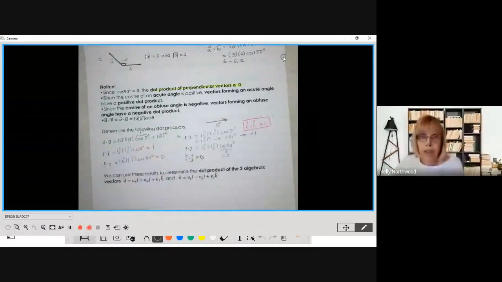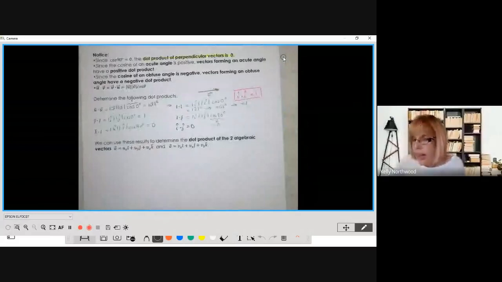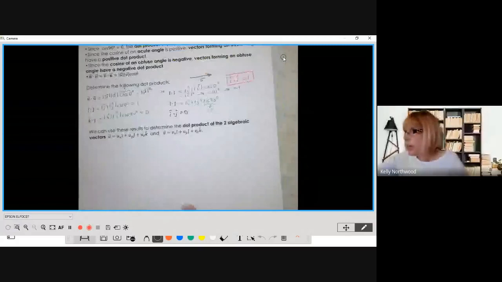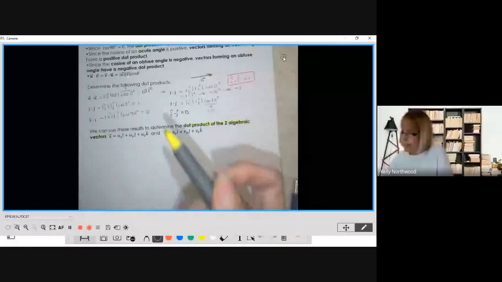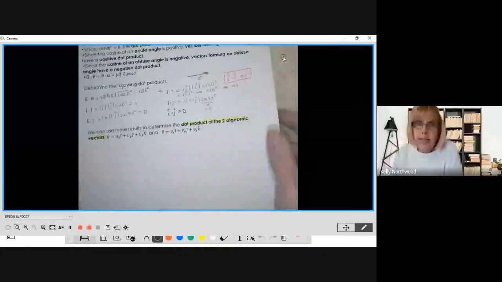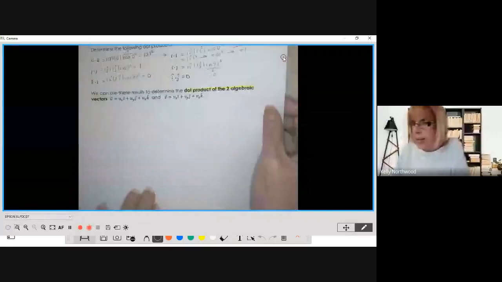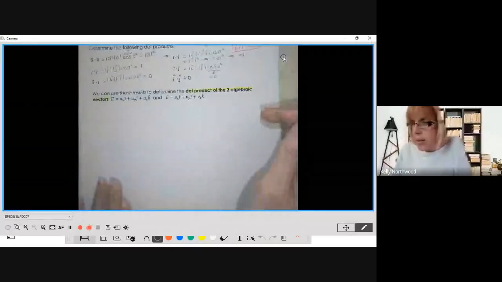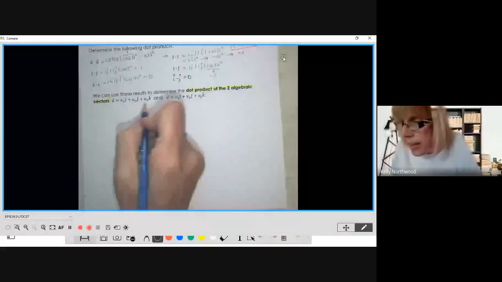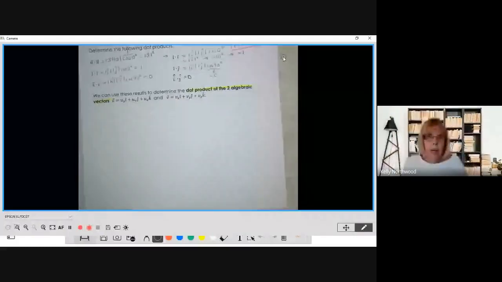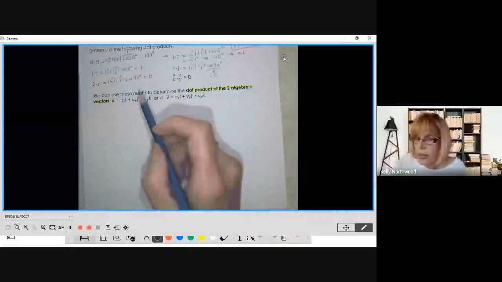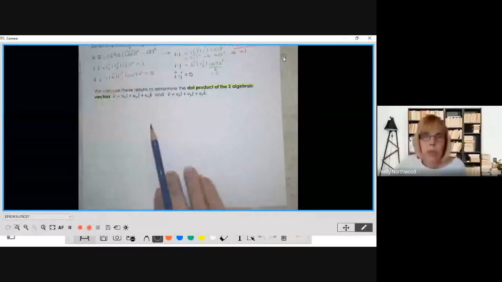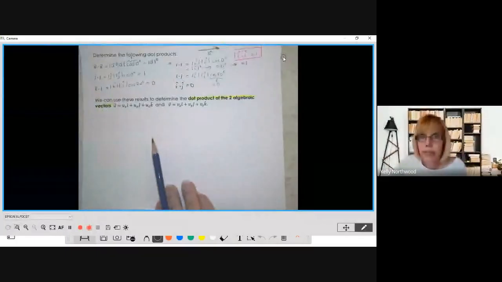All right, so we can use these results to determine the dot product of two algebraic vectors, which is really cool. It's going to work out to be really nice. I love it. It's one of my favorite things. So we're going to use triple FOIL to do this. You can see that my vectors are defined using multiples of i hat, j hat, and k hat, and that's so that we can use our above results up here, things we know about them. For instance, we know that i hat dot i hat is 1, and we know that i hat dot j hat is 0.